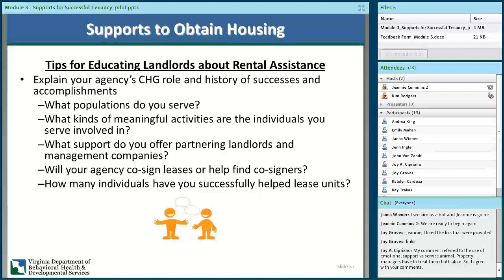And finally, give some statistics. Pat yourself on the back. How many individuals have you successfully helped lease units? And of these, how many have been renting for a year or more?